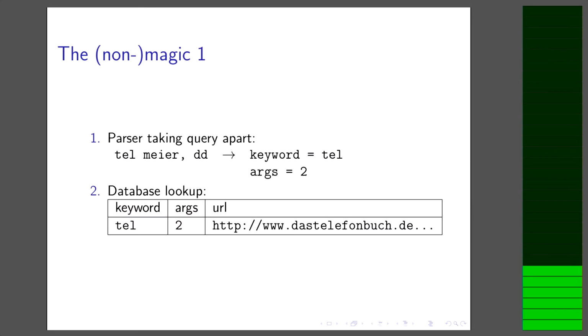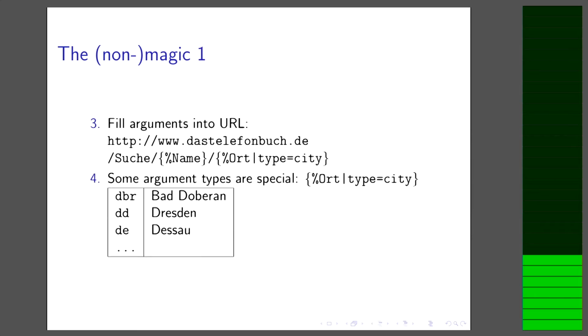So what's the magic behind it? No big magic actually. There's a parser taking the query apart. So from tel Meier DD, we know keyword equals tel, argument count equals 2. We do a database lookup, we get a URL. That URL has placeholders. We fill in the search arguments into the placeholders. Some placeholders are special, like Ort in this case.